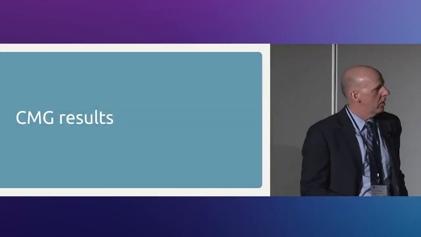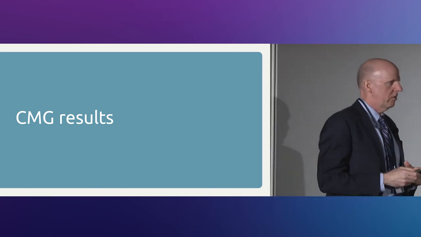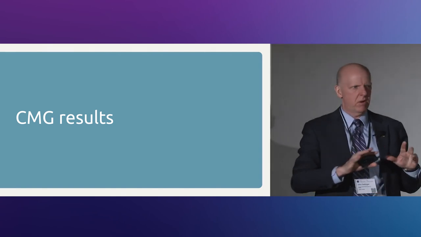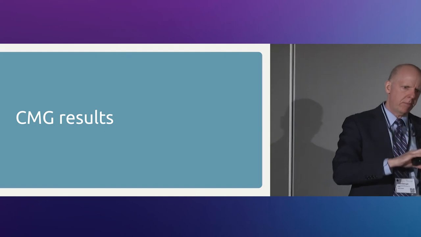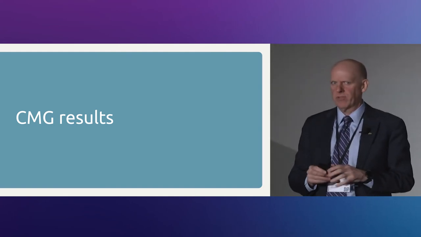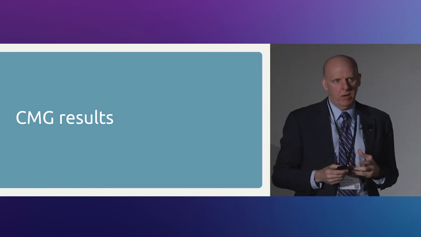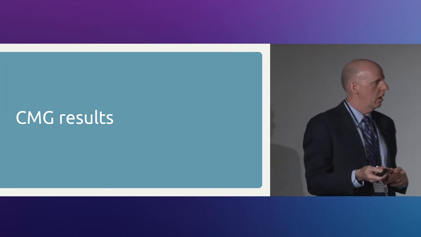Okay. So now we're going to move on to the CMG results, and by results we mean outcomes, exactly what happened. A lot of what we've just been talking about are the inputs: supply, demand, how much quota, how many people, how many positions. Those are the inputs, and it's the inputs and the decisions that define the outcomes. So now we're going to move on to the CMG view.